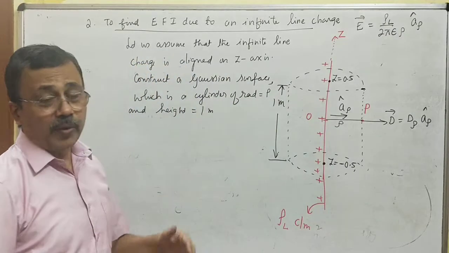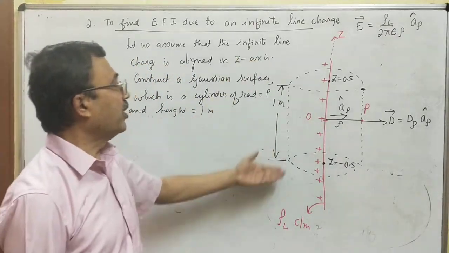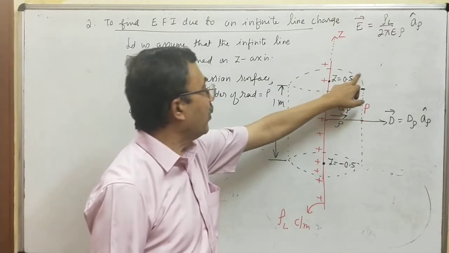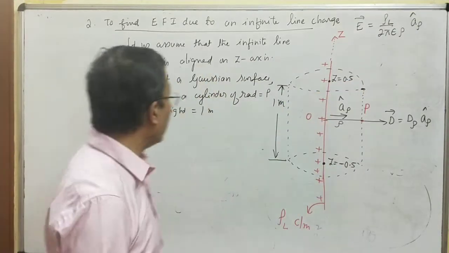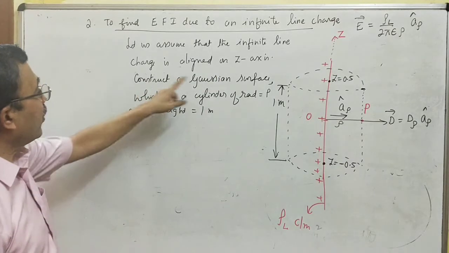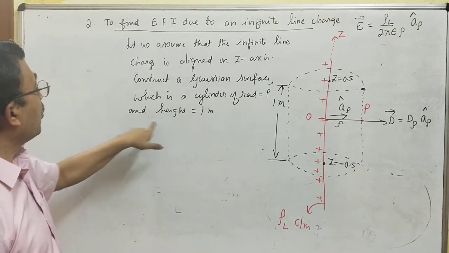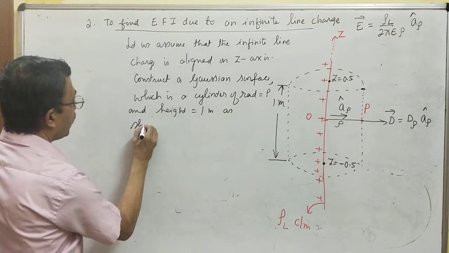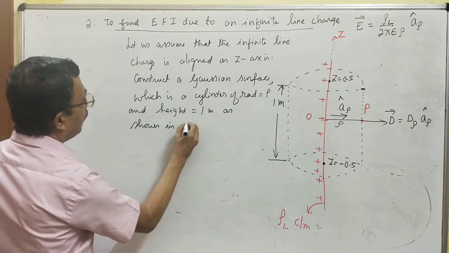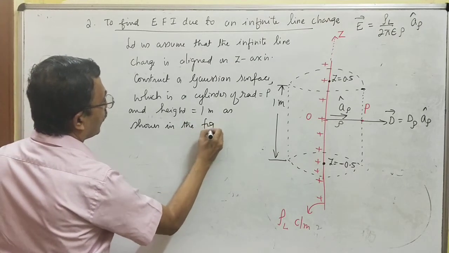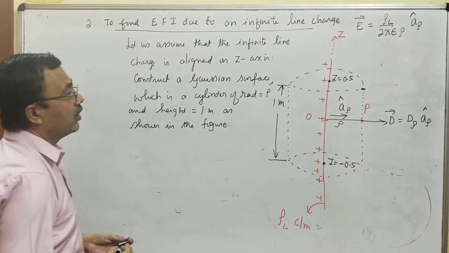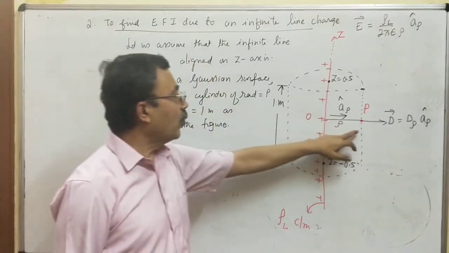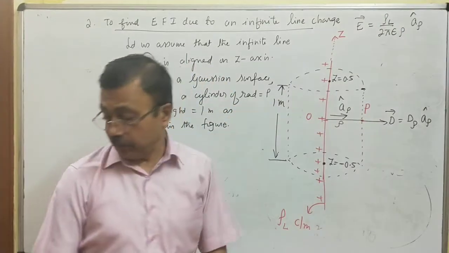Height of the cylinder could be anything. I have taken here as 1 meter. Even you can take as L meters. In that case, this will be 0.5 L, this will be minus 0.5 L. So what I said, construct a Gaussian surface, a cylinder of radius equal to rho and height equal to 1 meter as shown in the figure. Next we will apply 3 steps like we did earlier to find what is electric field intensity at point P.